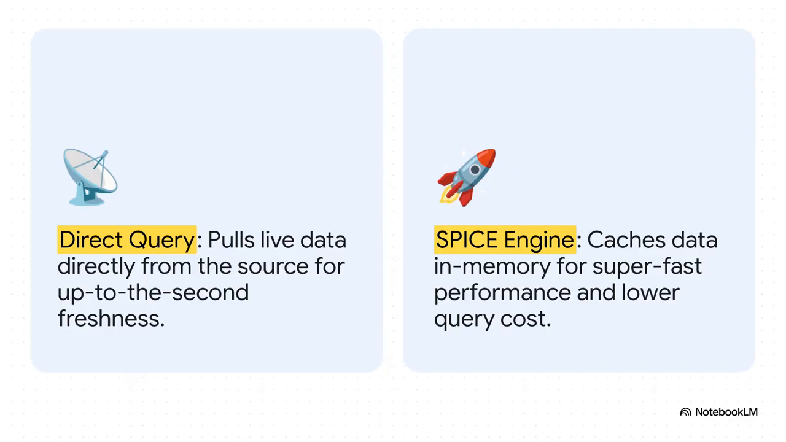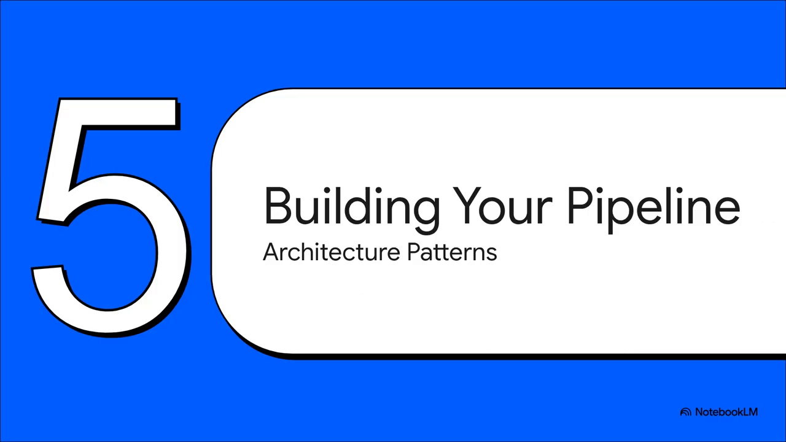To make all that happen, QuickSight gives you two really powerful modes. You can use Direct Query, which pulls live data straight from the source. That gives you up-to-the-second freshness. Or for dashboards that are just lightning fast, you can use the SPICE engine, which caches all the data in memory for you. So let's put it all together now. We'll look at two really common architecture patterns that combine these services to solve actual real-world problems.